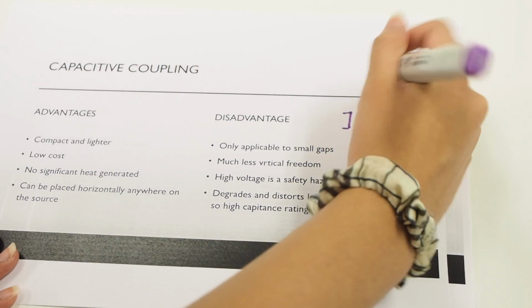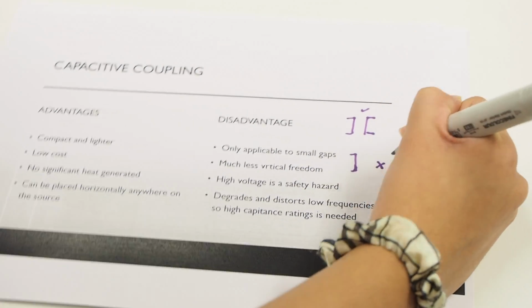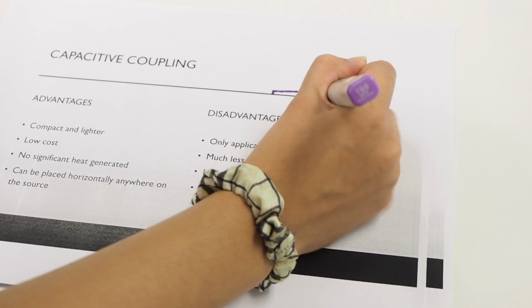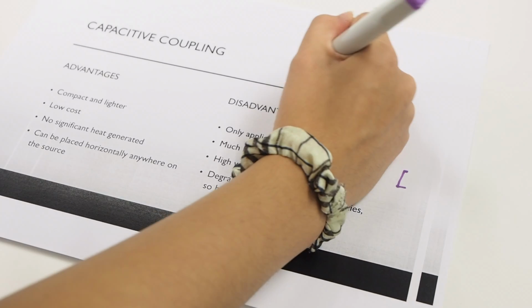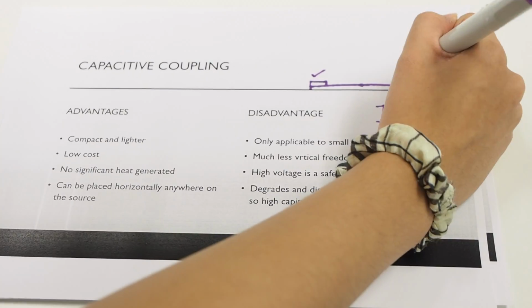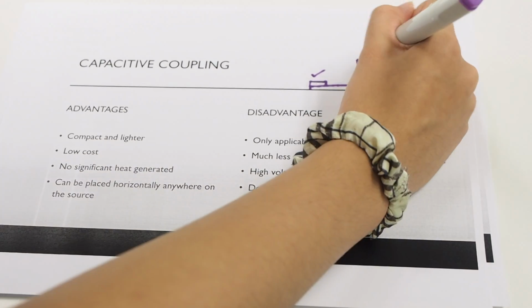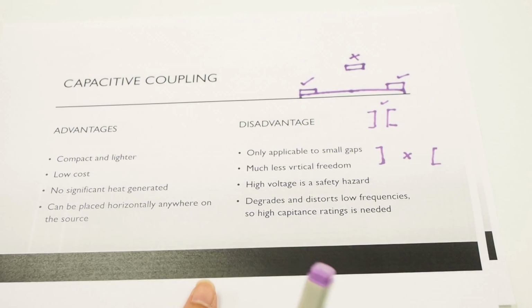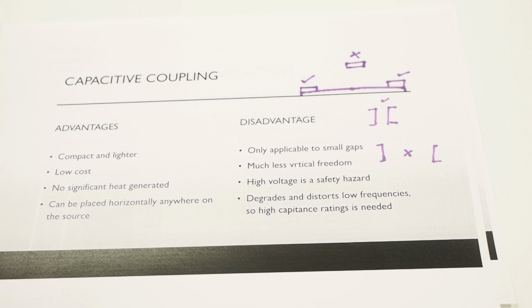Capacitive coupling is only applicable to small gaps due to constraints on the developed voltage. It has much less vertical freedom and will only likely work if the object is in direct contact with the source, although you can place it anywhere horizontally on the source.